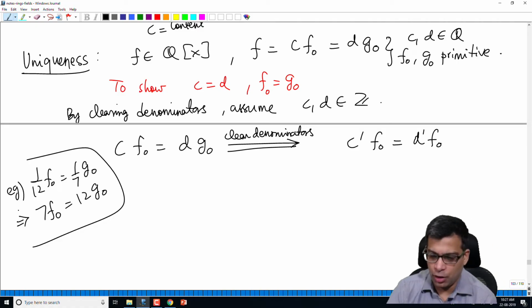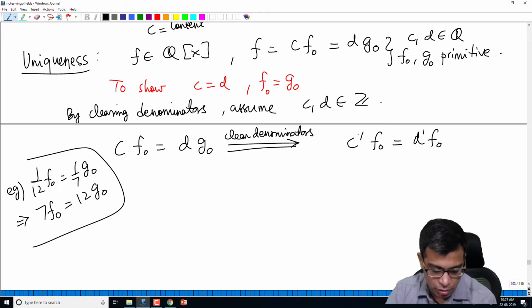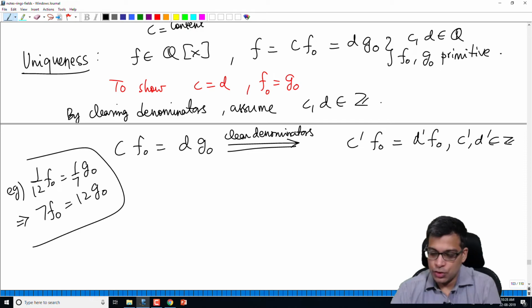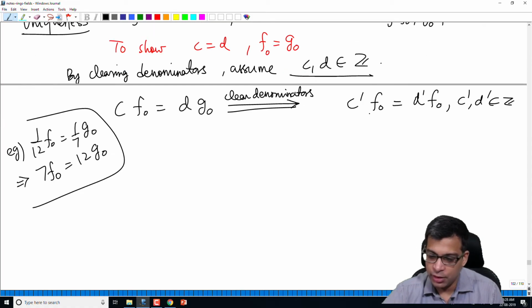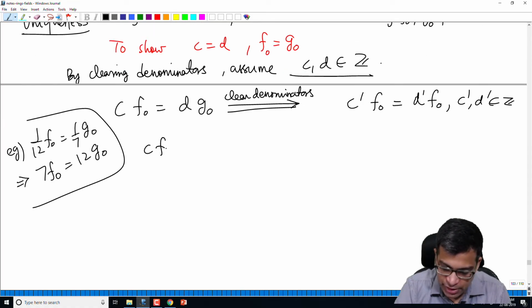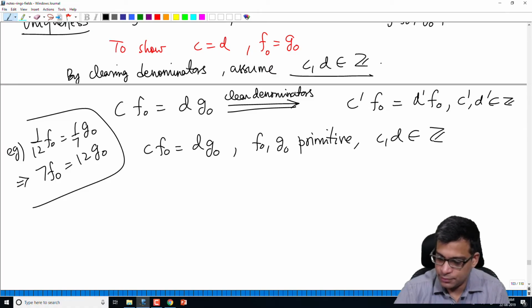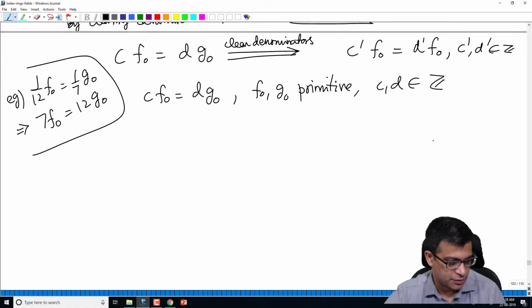So now I forget f really. I have an equation, I multiply by some common denominator, and now C prime, D prime are in Z. So I can again rename them and call them C and D. So I will assume without loss of generality that C and D are in Z. So we have C f0 equals D G0, f0, G0 primitive. That means they are integer polynomials. C, D are integers. Originally they are rational numbers, but now I have cleared denominators to make them integers.